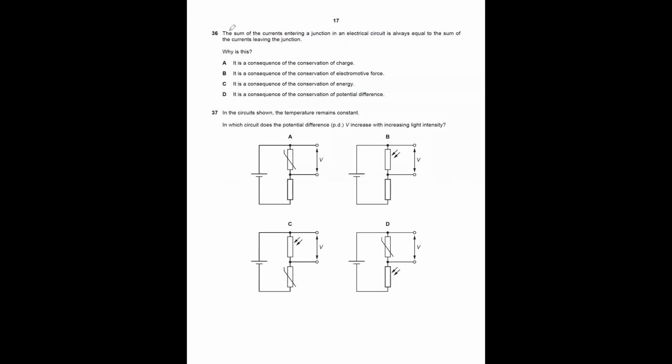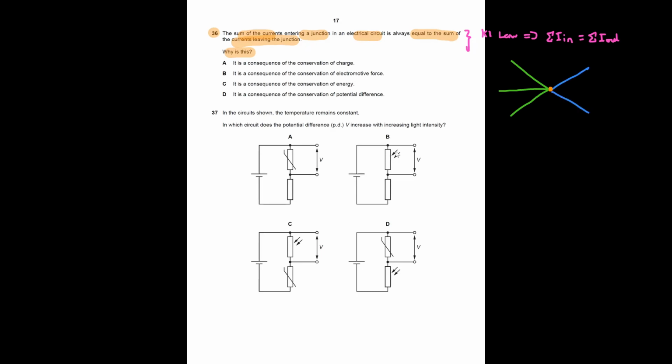For question 36, the sum of currents entering a junction in an electrical circuit is always equal to the sum of currents leaving the junction. Why is this? This is referring to Kirchhoff's first law, which says that the sum of currents going into a junction is equal to the sum of currents going out of a junction. Let's say we have a junction, and there are a few paths that feed into this junction. You have one path here, another here, and another here, followed by two others that feed outwards, like this and like this.